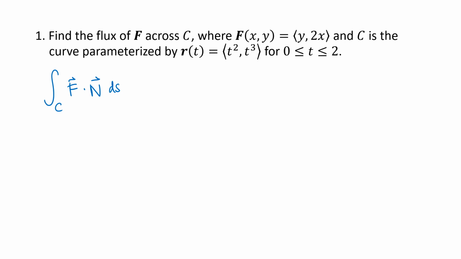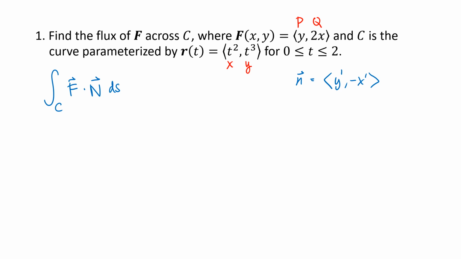But as we learned, we're not going to actually compute capital N. What we're going to use is lowercase n, which is the vector that is y prime comma negative x prime. So important terminology here when we talk about vector fields and parameterizations, because we have two vectors that both have functions in them. Typically we call the components of our vector field P and Q, and we call the components of our parameterization x and y.